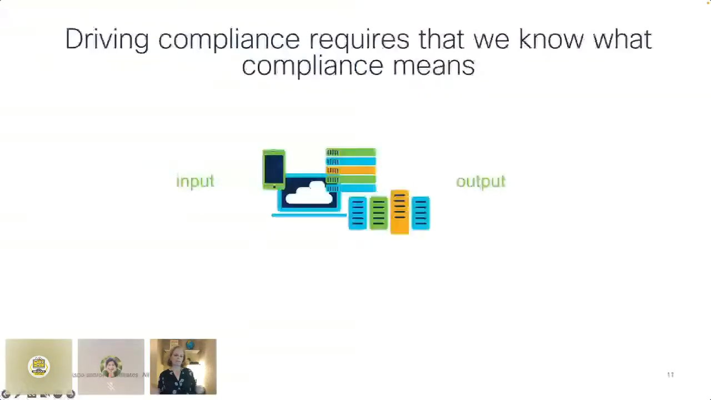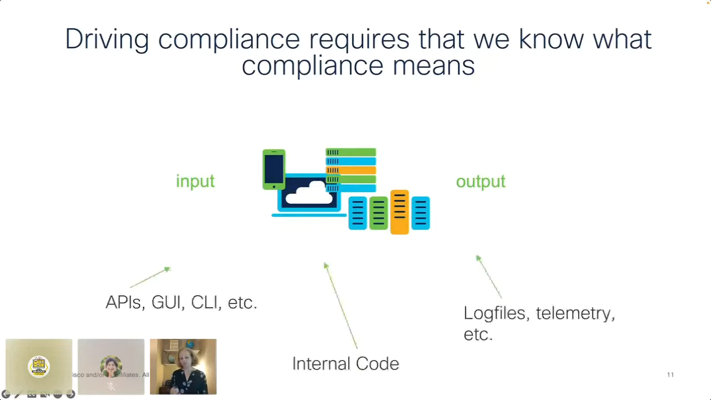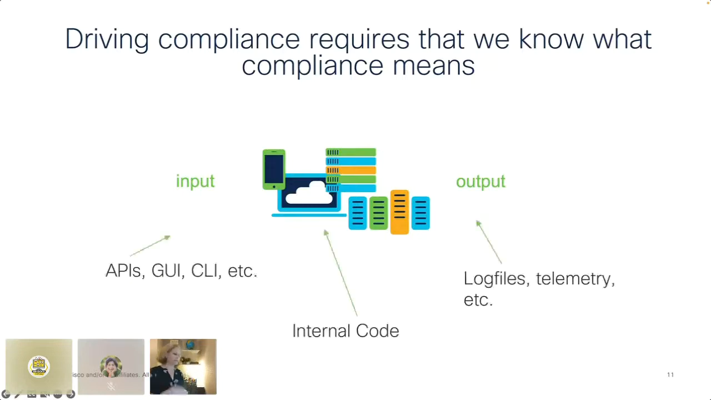So we're going across these product teams and asking them to do this, but we need to make sure that we know what we mean and define the boundaries. What does this mean for compliance? We're defining it across APIs, user interfaces, command line interfaces, also internal code, log files, and output. We have a lot of data that's output from our products, so all of that is in scope for our compliance.